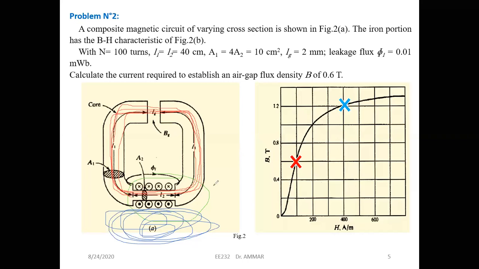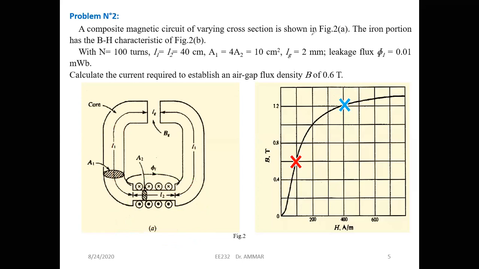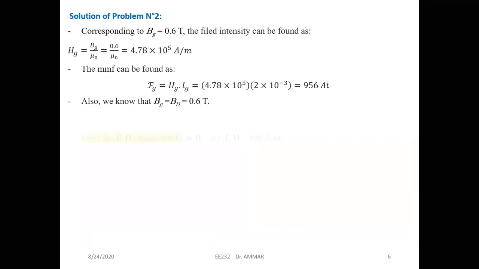Yes, it's the same. The flux in L2 is the same as in L1, but the density is different. The density is different, the cross section is different, but the flux is the same. So the leakage flux can be... Wait, sir, I didn't understand the last point. In L2, don't we have phi 1? Okay, I will get back to it.